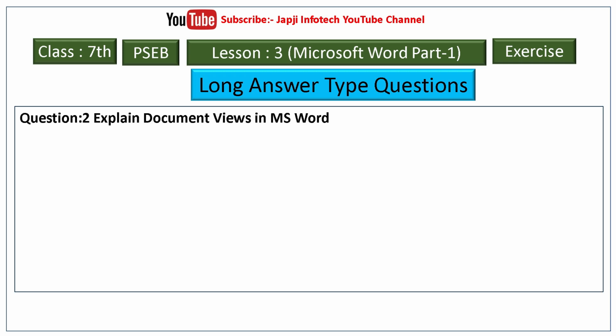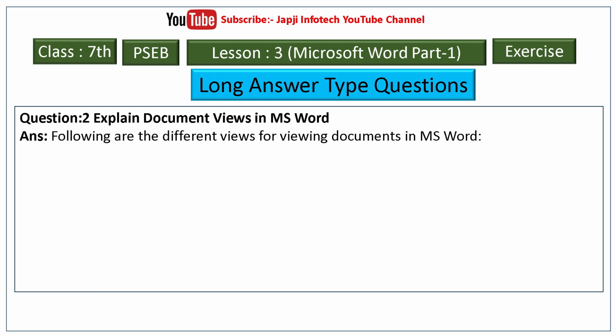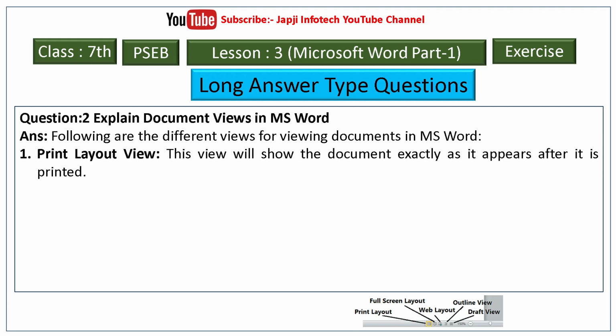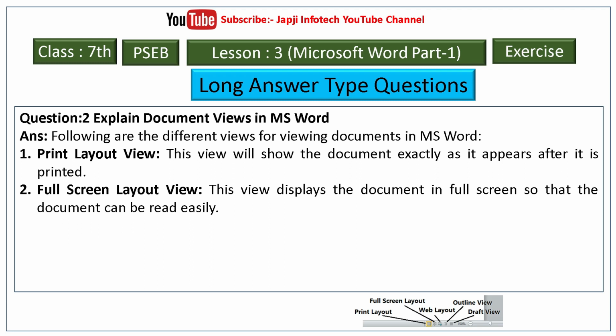Question number 2: explain document views in MS Word. So following are the different views for viewing a document in MS Word. The first one is print layout view. This view will show the document exactly as it appears after it is printed. Second one is full screen layout view. This view displays the document in full screen so that the document can be read easily.